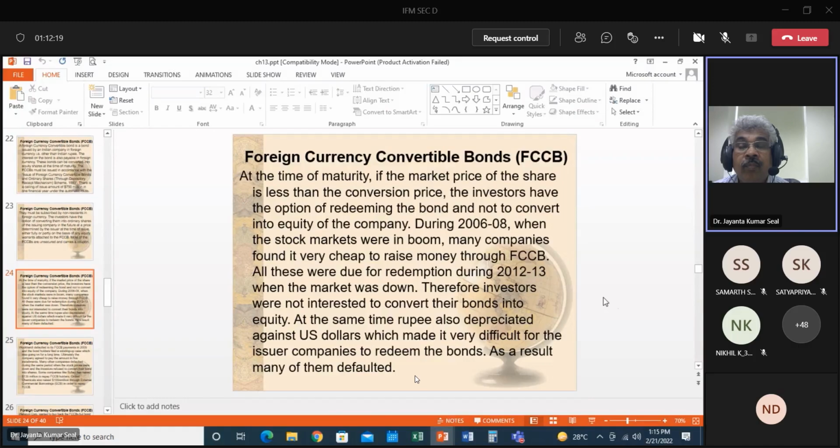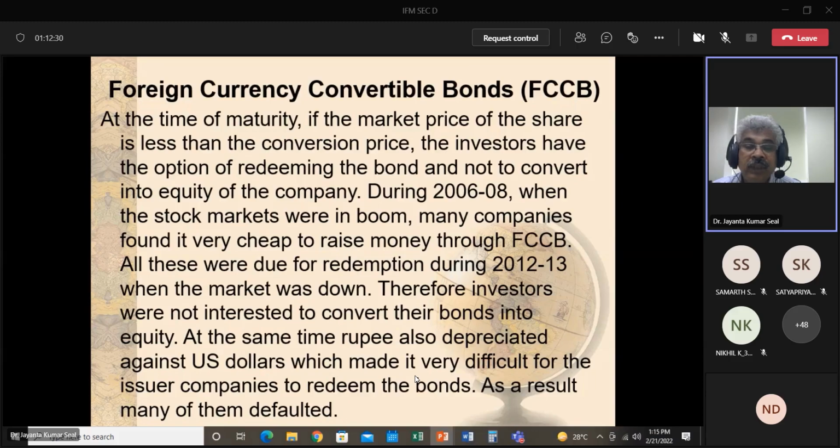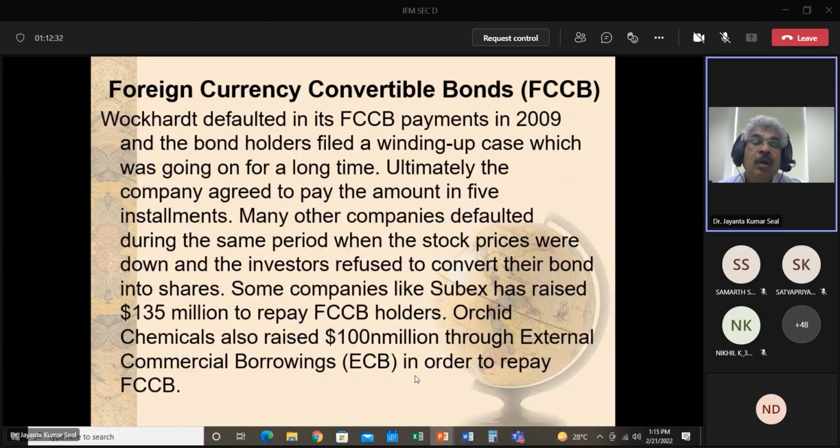Okay? So many companies, Essar, have you heard about that name? Essar Shipping? They defaulted. You'll see there are some more examples. Wockhardt, heard about that? Bought by Fortis now. Wockhardt was a company that had hospitals, and it also manufactures medicine. Ever heard the name of the company?